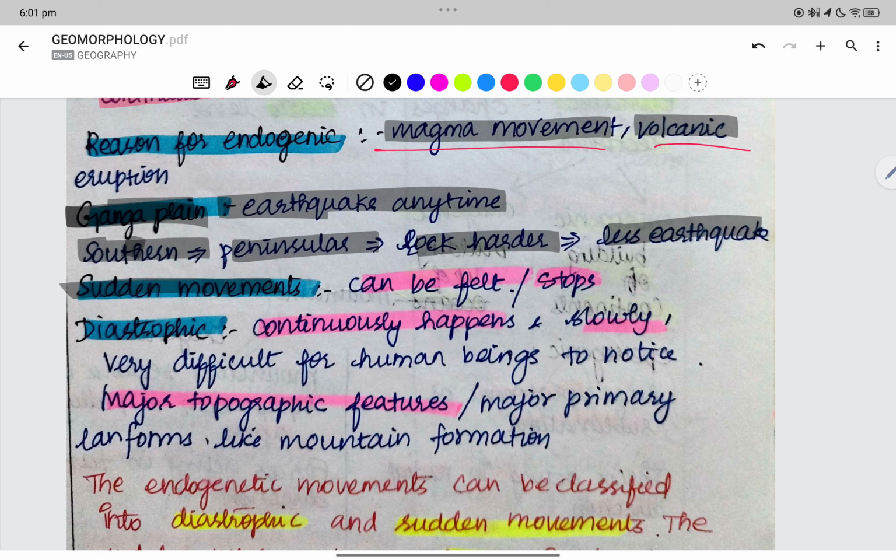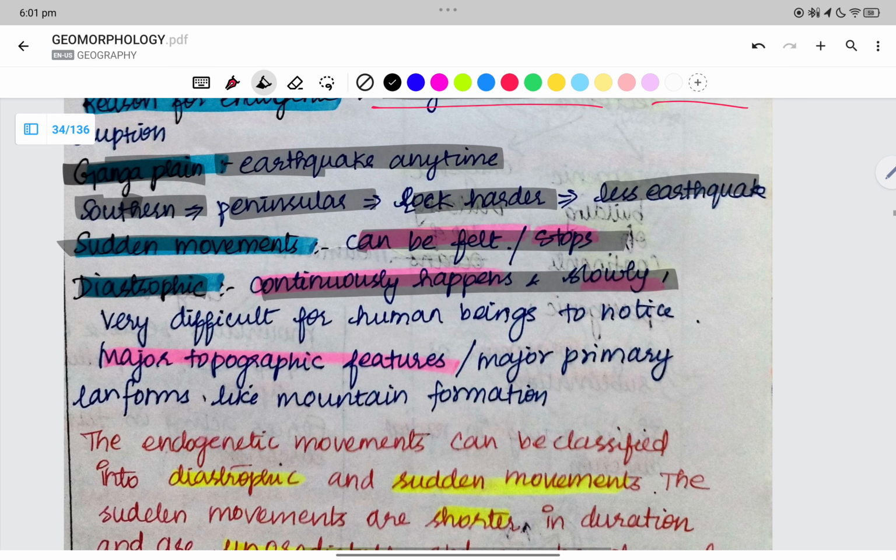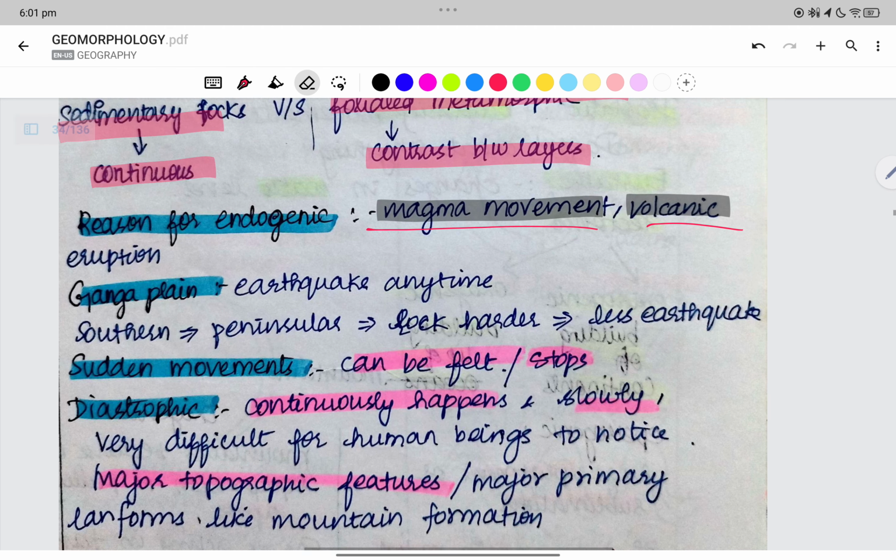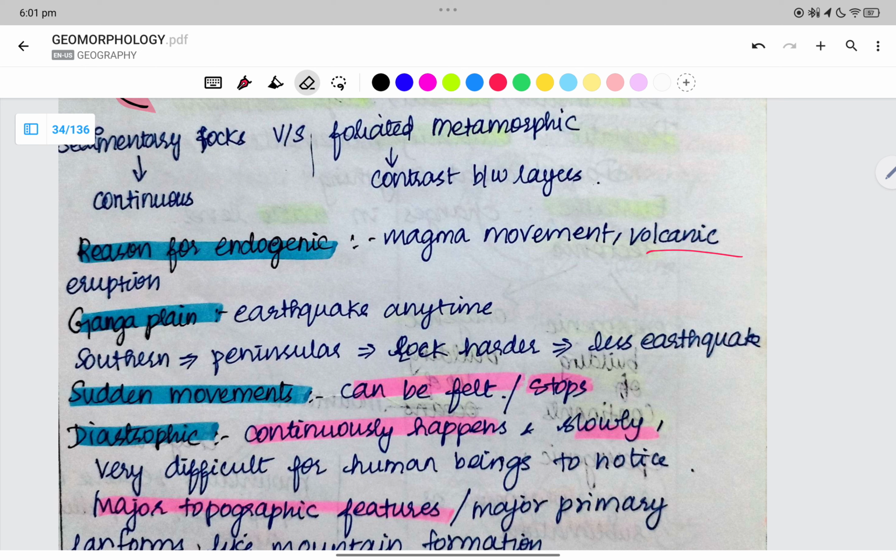Sudden movements can be felt, and they stop. Diastrophic movements are continuously happening and are slow. Sudden movements happen at an instant, only during a specific time. They are not happening continuously. They happen suddenly, and we can feel them.